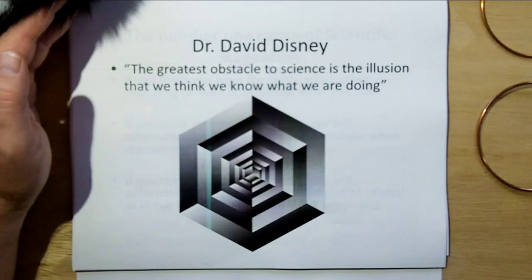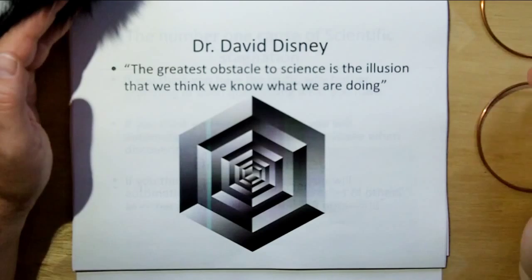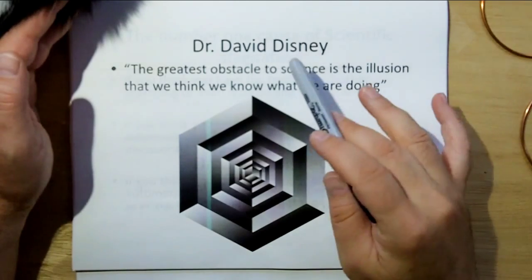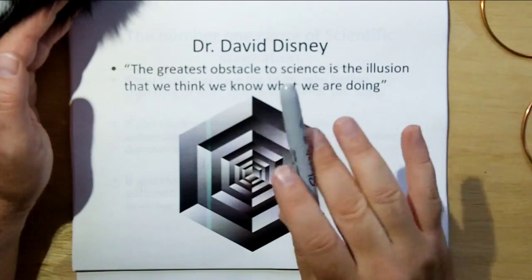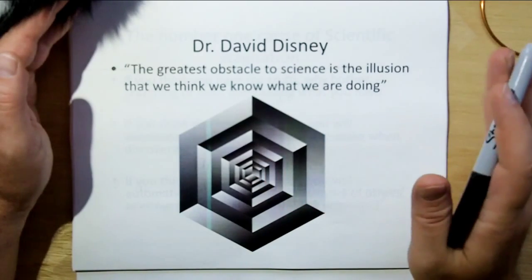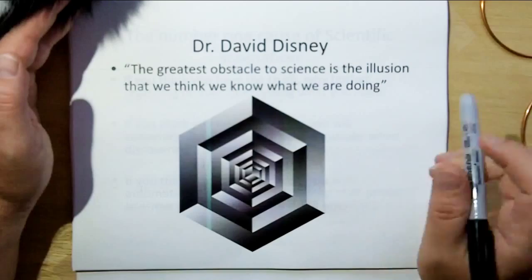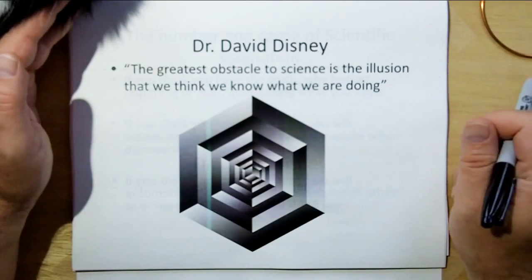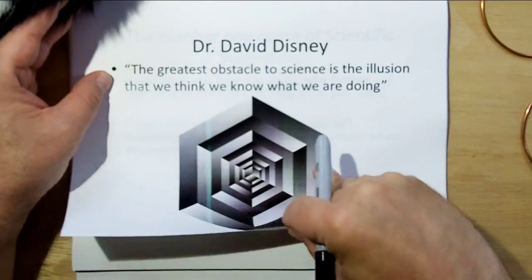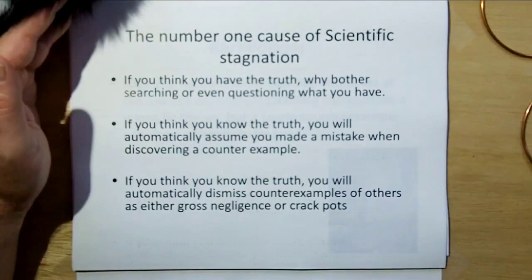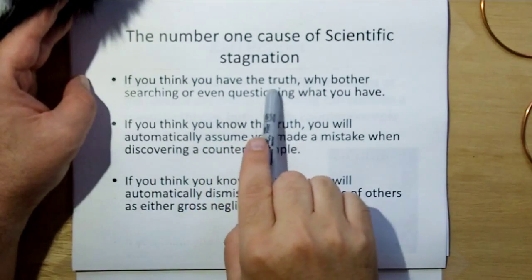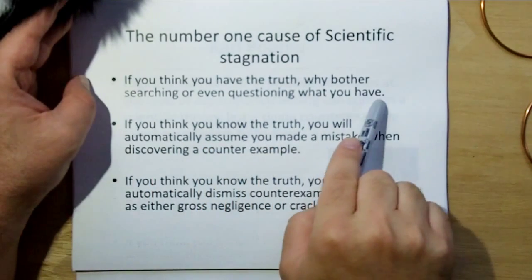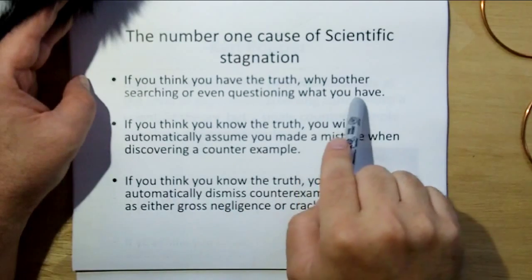And there was a scientist on a Discovery Channel program I have not seen since, and I hope I got his name right. And he basically said, and I hope I got the quote right too, the greatest obstacle to science is the illusion that we think we know what we're doing. Basically what he's saying is that the belief that we know what we're doing is the number one cause, because if you think you have the truth, why bother searching or even questioning what you have? You're just going to blindly believe.